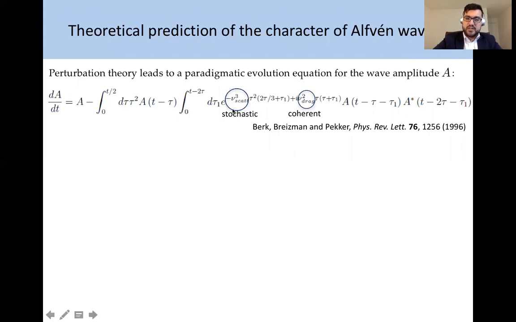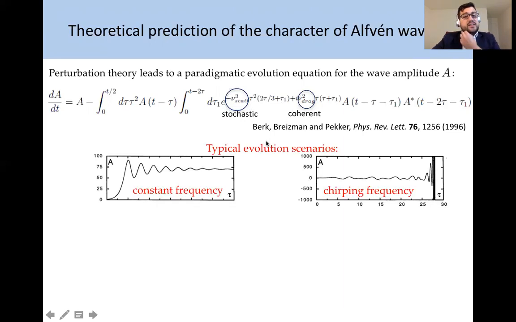In the kernel of that equation, we essentially have two parameters that have to do with the stochastic events experienced by the resonant particles and the coherent events experienced by the resonant particles. This equation can exhibit a very rich nonlinear scenario with many types of behavior, but there are two outstanding scenarios that are most common in experiments, as I showed before: the constant frequency type and the chirping type. So this is perturbation theory of the full nonlinear kinetic equation.